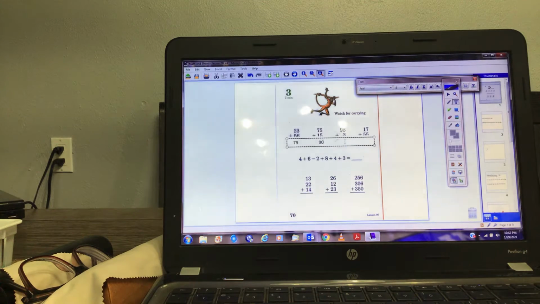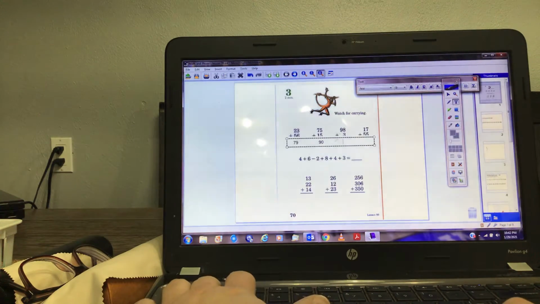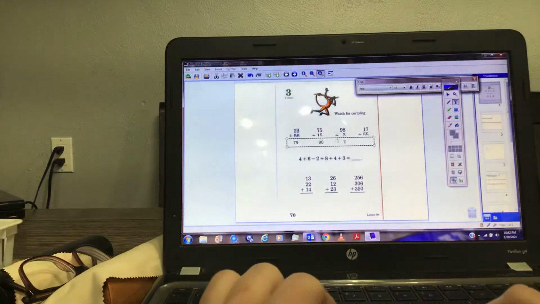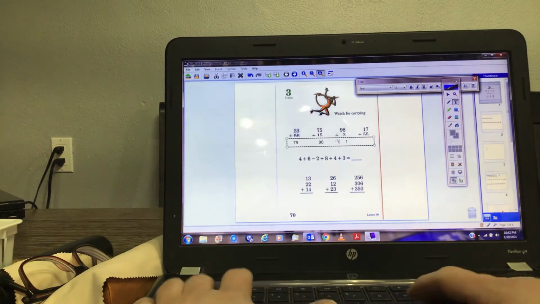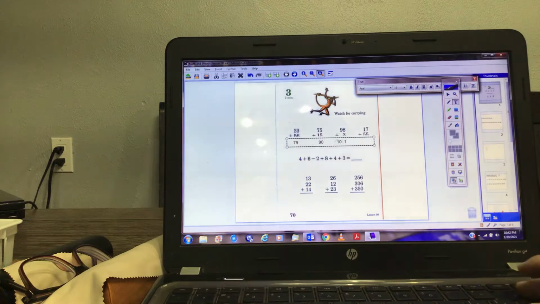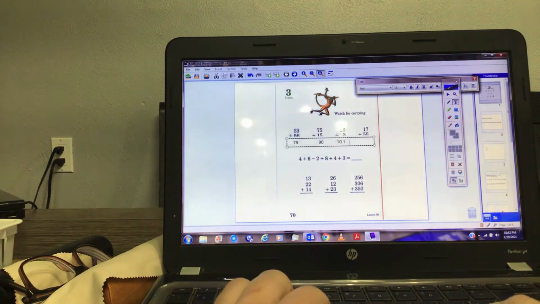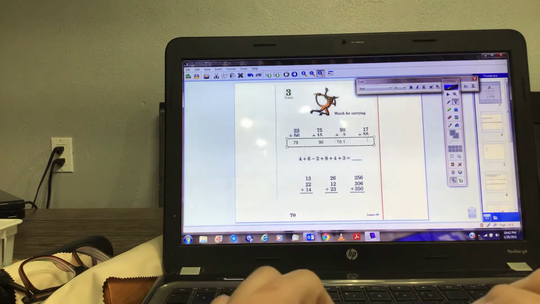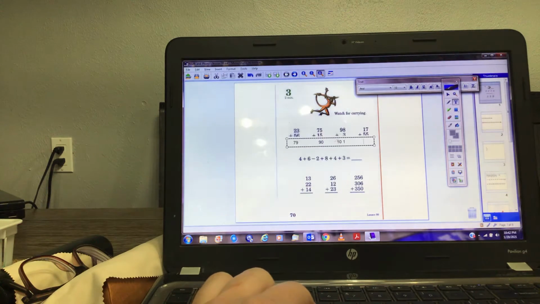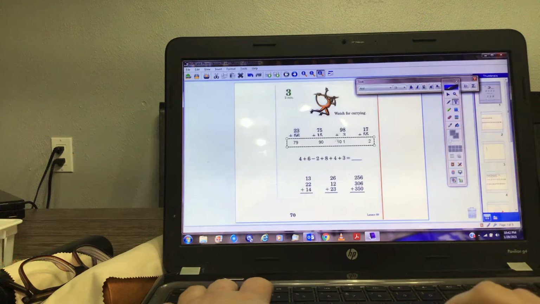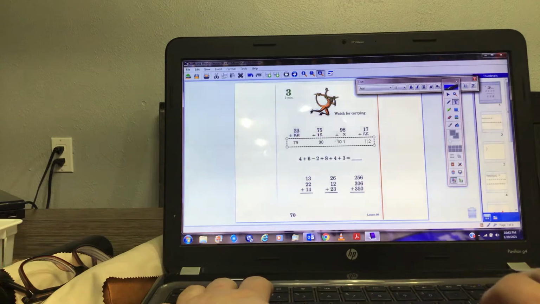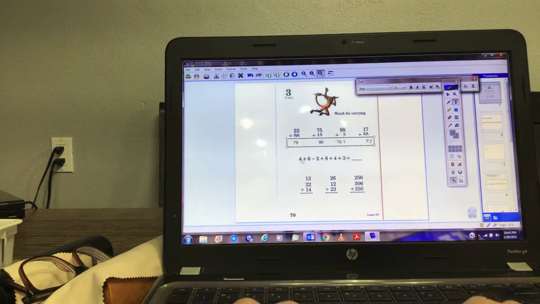Okay, so 8 plus 3 equals 11. So put your 1 here and your 1 up here. And 9 plus 1 equals 10. Oh. And then 5 plus 7 equals 12. So my 2 goes here, my 1 goes up here. 5 plus 1 equals 6, plus 1 equals 7. Very good. Okay. I have 4 plus 6, which equals 10.